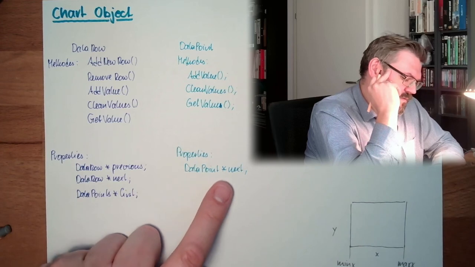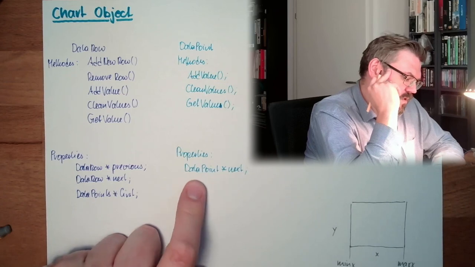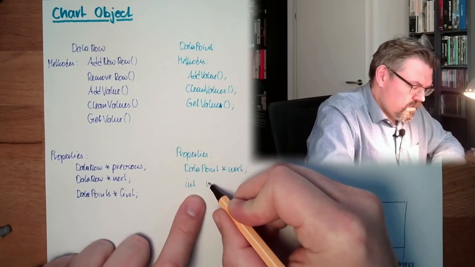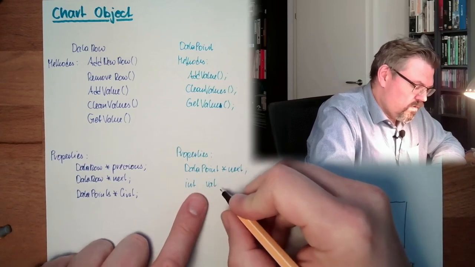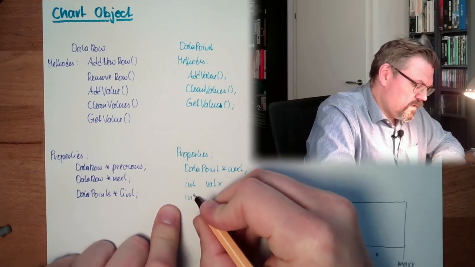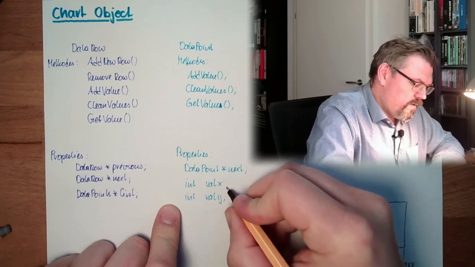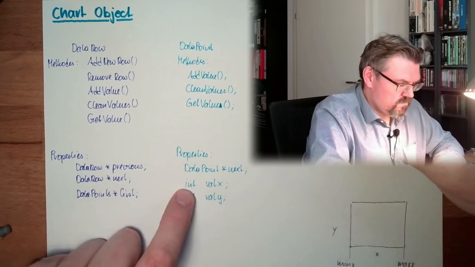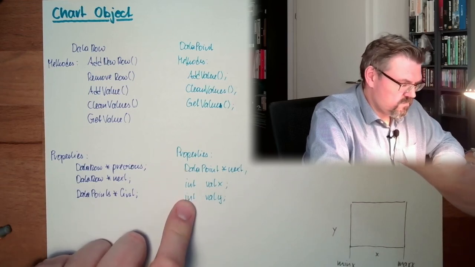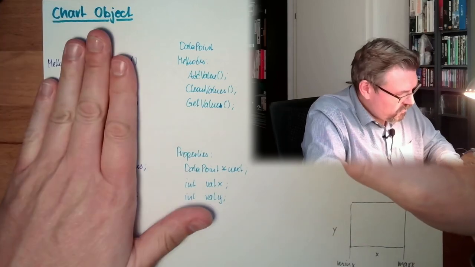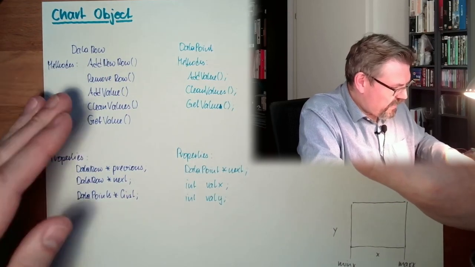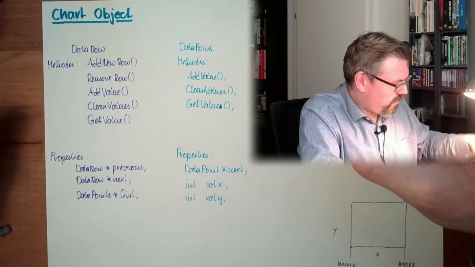Get value index. Properties. And value. Int. Or long. While x. Int. While y. The value. Alright. Data row containing a lot of data points. I can add rows. I can add values. I can clean values. This is my point of entry.